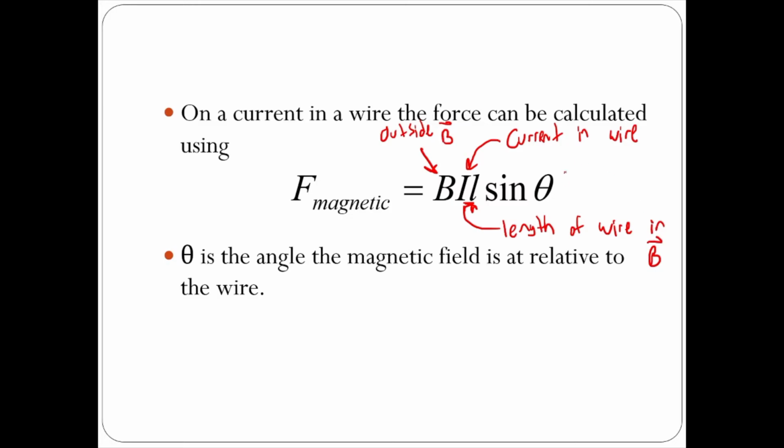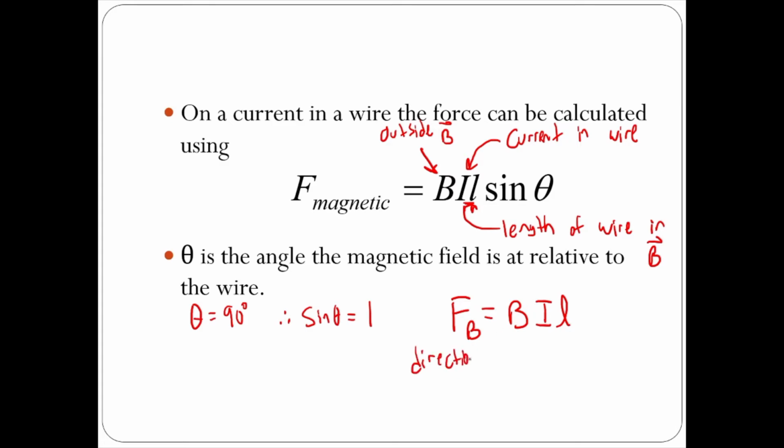And then theta is the angle that the magnetic field is relative to the wire. For almost all cases, theta will be equal to 90 degrees. At this level, we tend to keep our angles perpendicular. So if theta is equal to 90, then sine theta is equal to 1. So this equation basically reduces to BIL. And then the direction can be determined using right-hand rule.